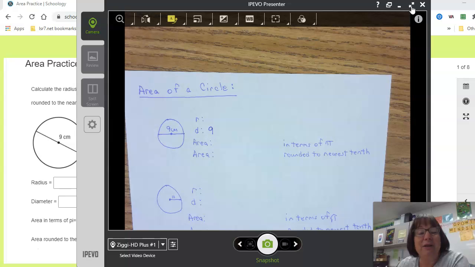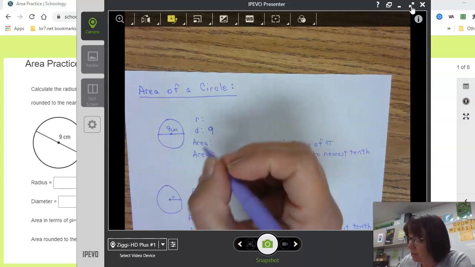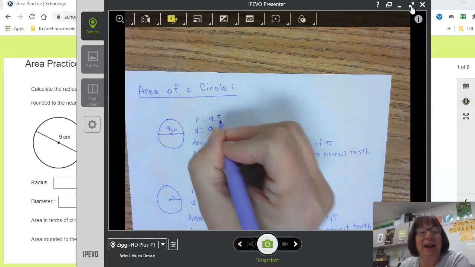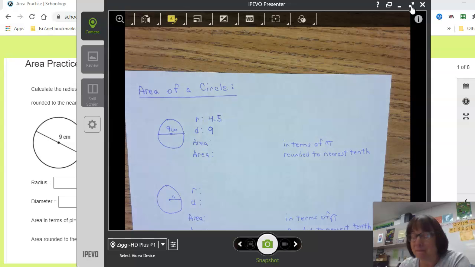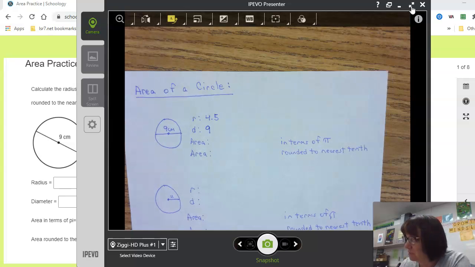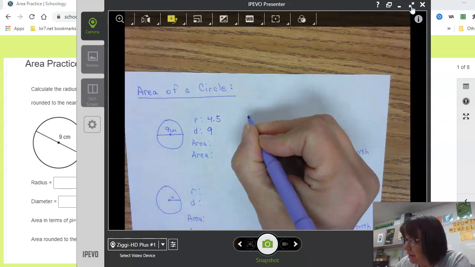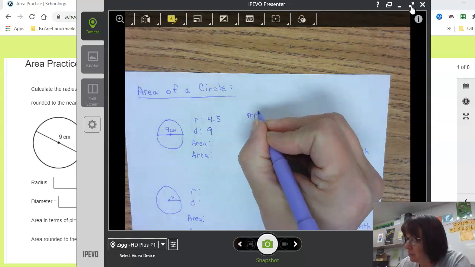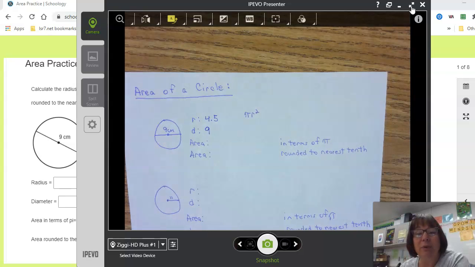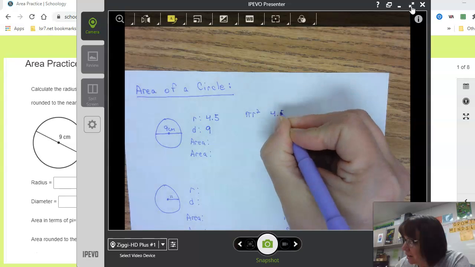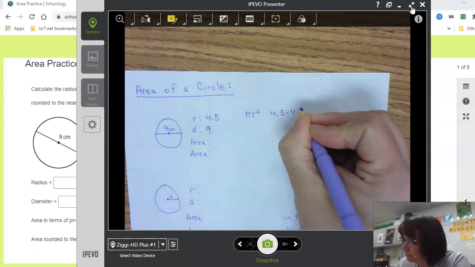So if my diameter is 9, half of that would be my radius. So you can divide by 2. You may know that half of 9 is 4.5. Okay, and then my area in terms of pi. So area is pi times the radius squared. So I need to know what r squared would be, right? Which would be 4.5 times 4.5.